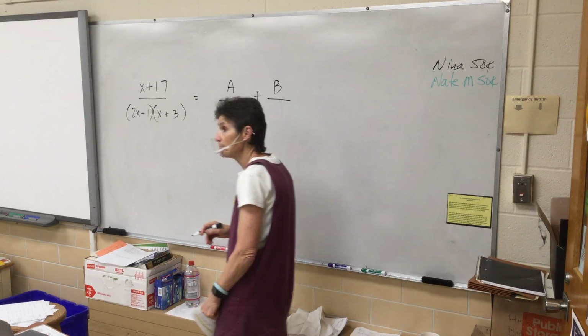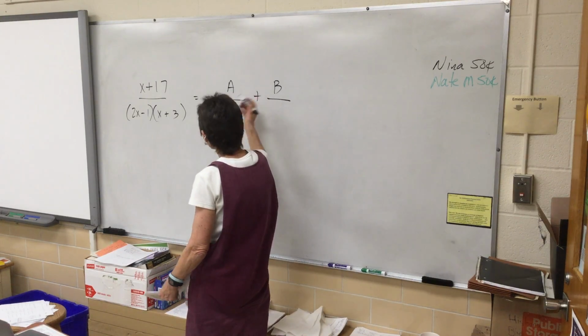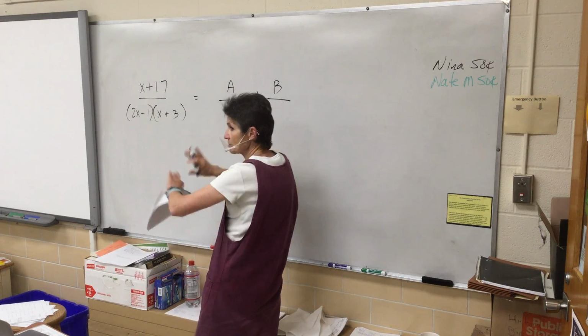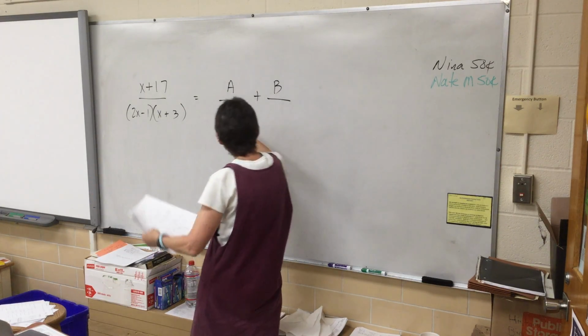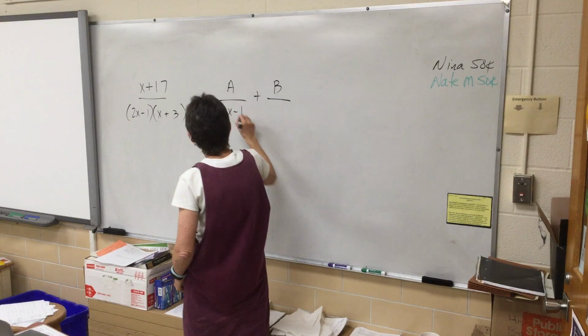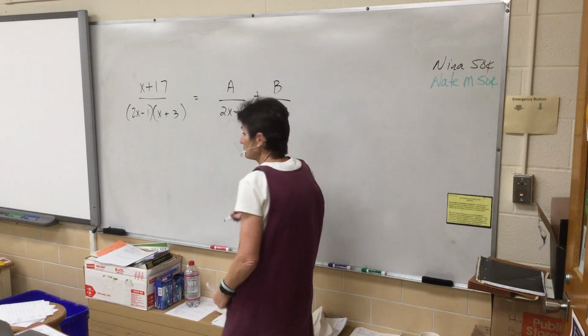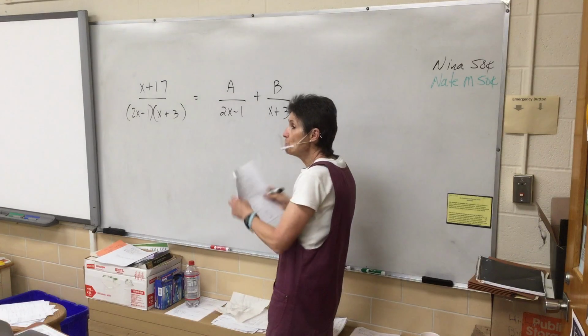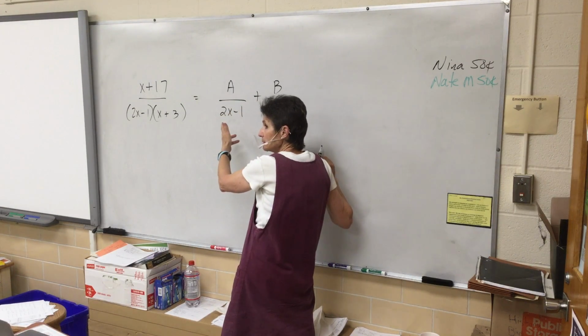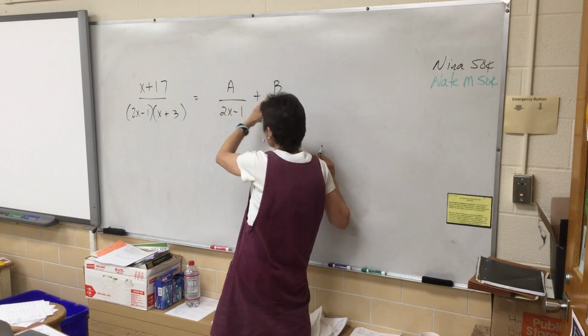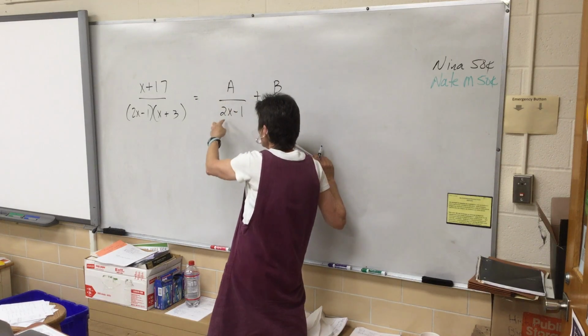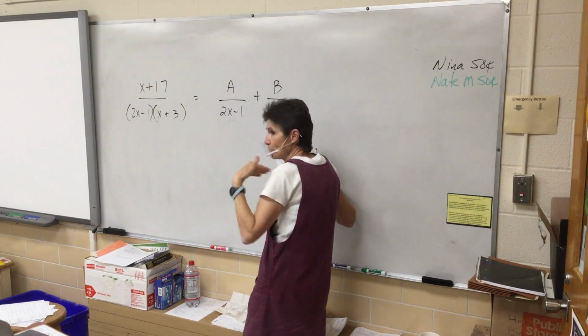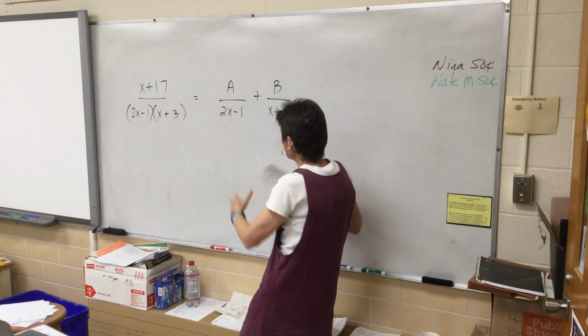Those are the factors. So one of my fractions goes here, and one goes here, and the order that you do this is totally not important. If you have these turned around, then your A is going to match my B, because whatever you put over 2x minus 1 is going to be the same for you and me. So the order doesn't matter.